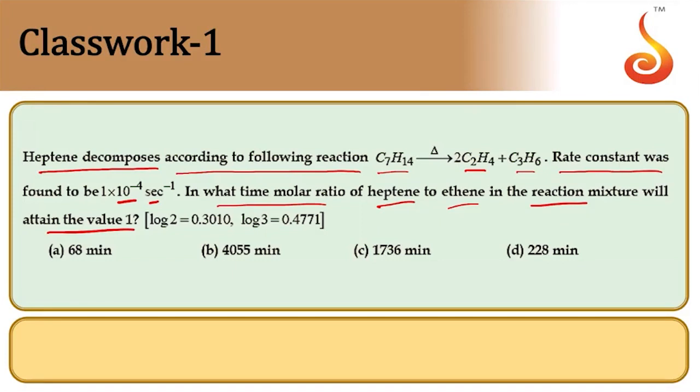Heptene decomposes, meaning they have given us the reaction of heptene decomposing. They have given the rate constant, 10 power minus 4 seconds inverse. Seconds inverse says that the reaction follows first order kinetics, and we need to find out the time at which the molar ratio of heptene to ethene is equal to 1.